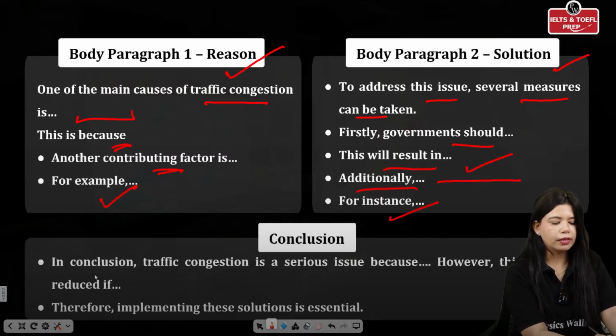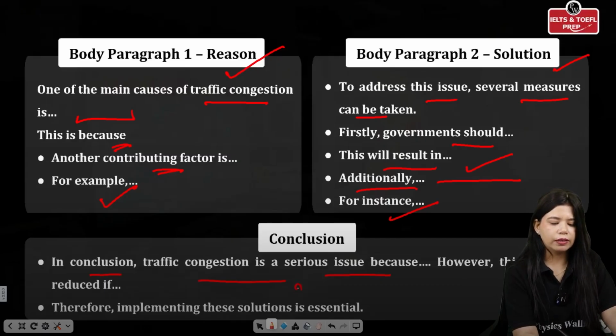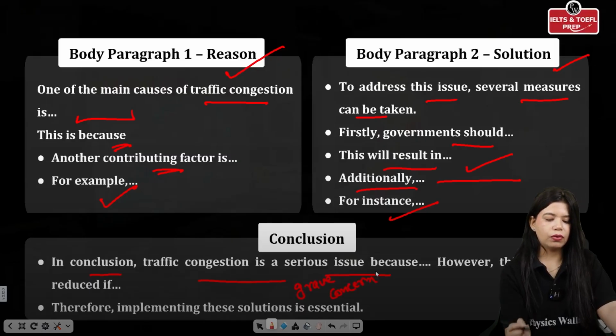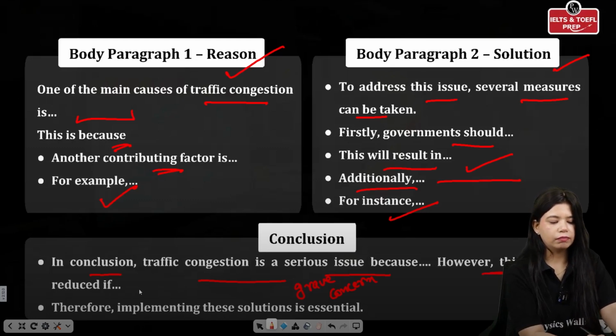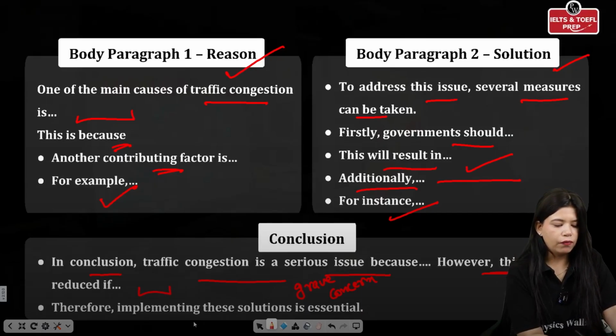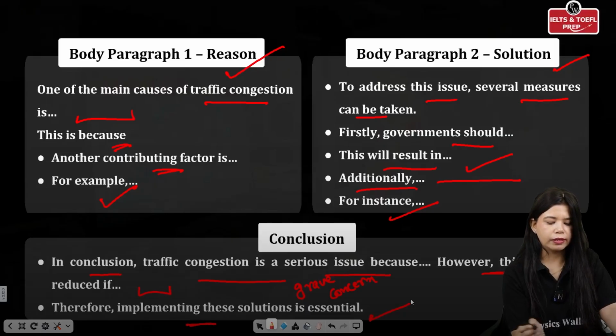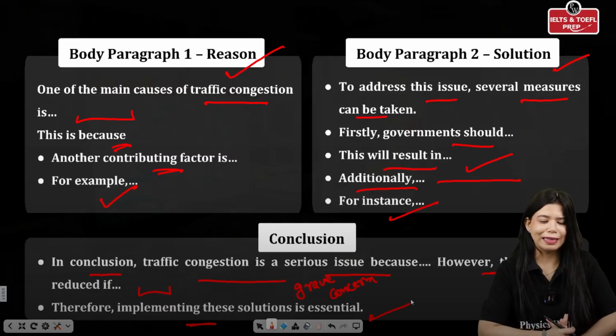In the conclusion, you can say, in conclusion, traffic congestion is a serious issue, because in place of serious issue, you can also say is a grave concern. If you want to paraphrase, you can say is a grave concern, because then you state a reason that you stated in body paragraph 1. And for solutions, say, however, this can be reduced if, and then you summarize one solution that you stated above in body paragraph 2. Therefore, implementing these solutions is essential. So that's how the skeleton of your essay looks.